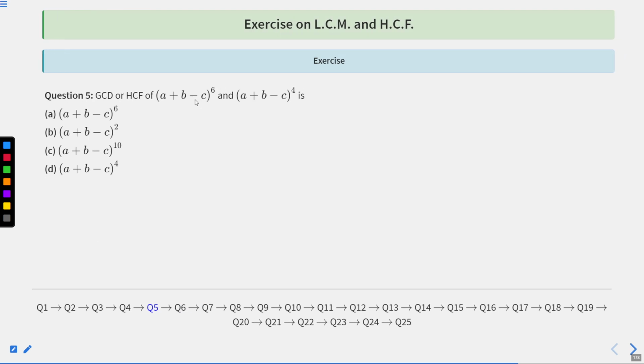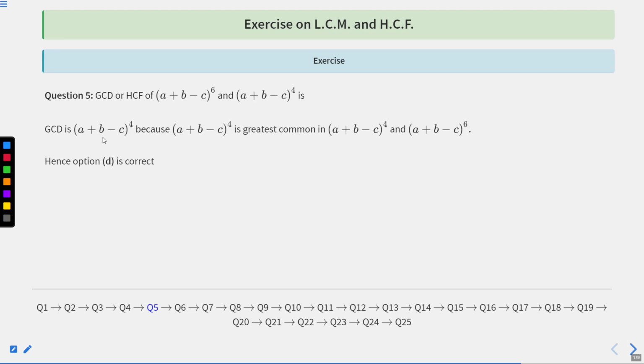Question number 5. GCD or HCF of (A plus B minus C) to the power 6 and (A plus B minus C) to the power 4 is? So GCD is (A plus B minus C) to the power 4, because it is the greatest common factor in both the powers which are given to us. So the correct option here is option number D.